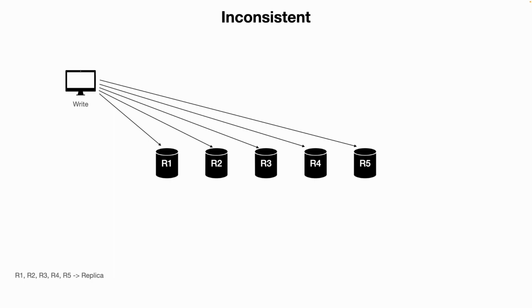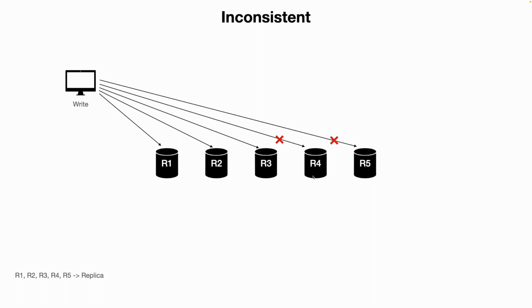Now the problem in leaderless replication is inconsistency. Let's suppose for a write request, the client is making the write request to all the replicas. Now the client could not write on R4 and R5 due to some network issue.